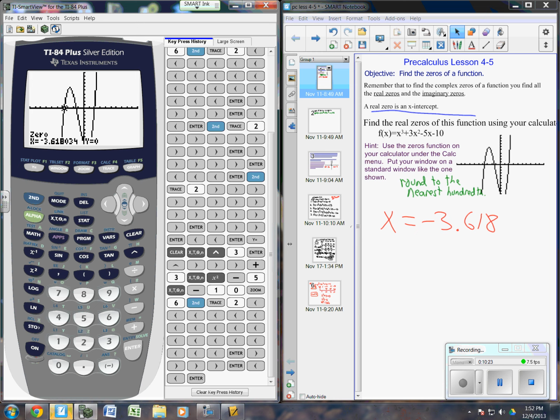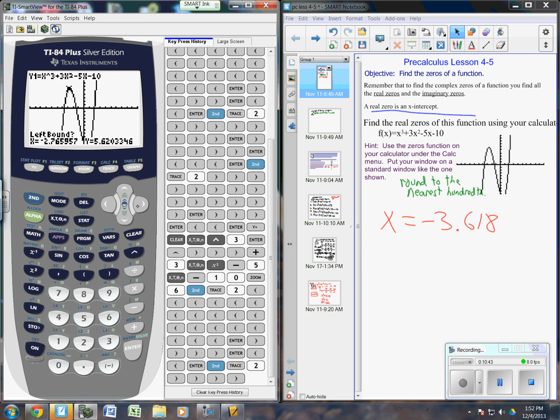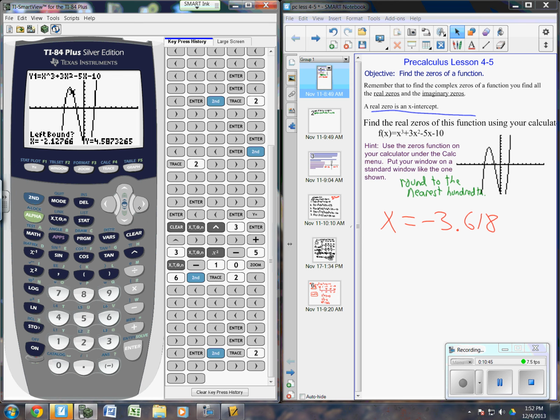I want you to find the other 2. If you know how to do it, go ahead and do it. If you're still having trouble, watch me. I'll do it again. The other 2 zeros where it crosses the x-axis. So I'm going to hit the second button and the trace button to bring up the calc menu. I'm going to go to number 2, zero. And I'm going to go over to that middle zero. And I have to have a left bound for it.